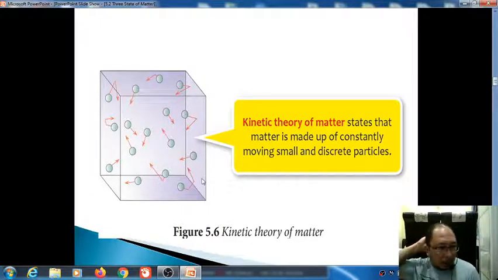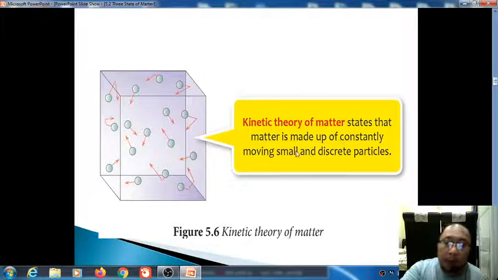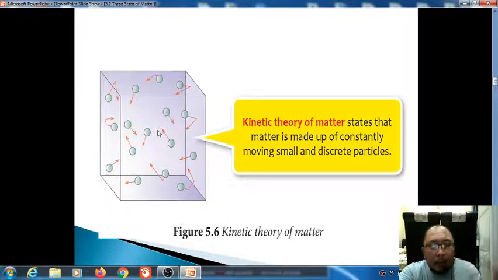This is a diagram about the kinetic theory of matter that explains that matter is made up of constantly moving small and discrete particles. This circle represents one particle. This is an example of gas, in which every gas consists of particles that move freely and randomly and collide with each other. Even though we cannot see what is inside the gas, what is inside gas is like this as shown by this diagram: particles that move around randomly and freely, and they collide with each other.